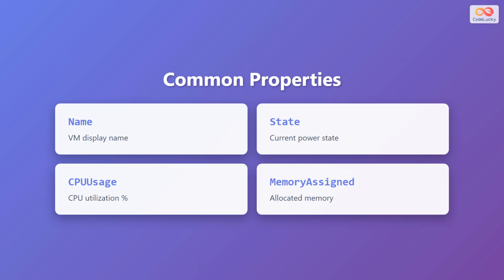Get-VM returns several useful properties for each virtual machine. The Name property shows the VM's display name. State tells you the current power state, such as running, off, or paused. CPUUsage displays the current CPU utilization percentage. MemoryAssigned shows how much memory has been allocated to the virtual machine. These properties give you a comprehensive snapshot of each VM's status.